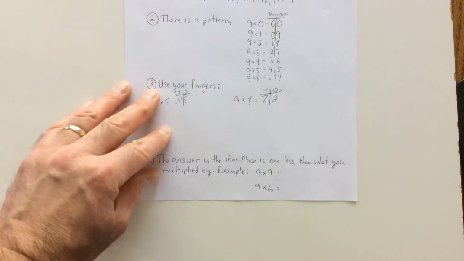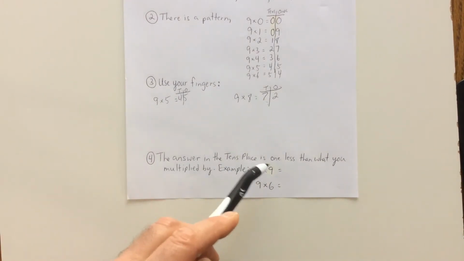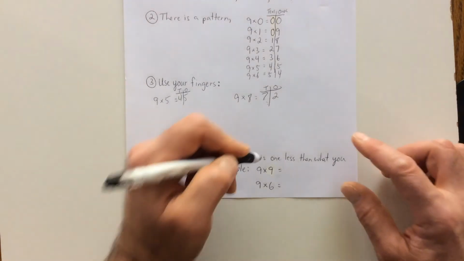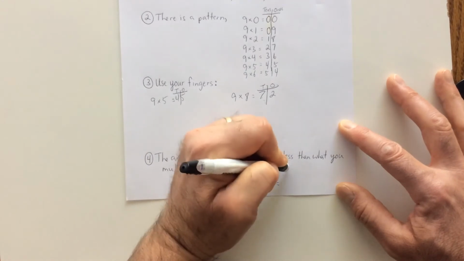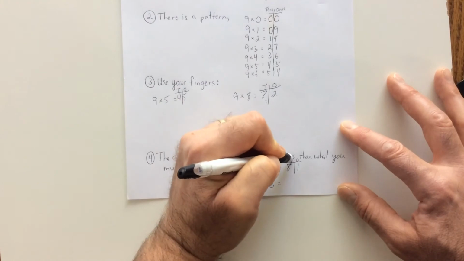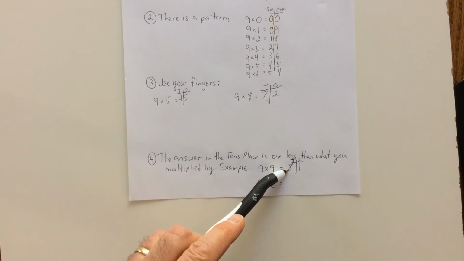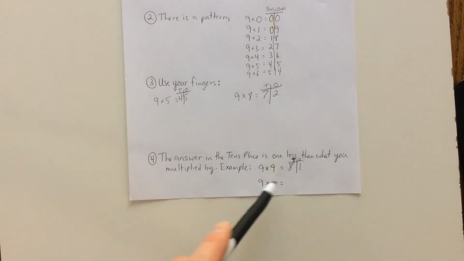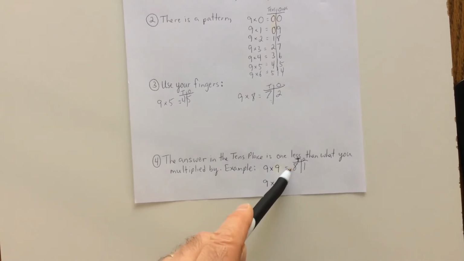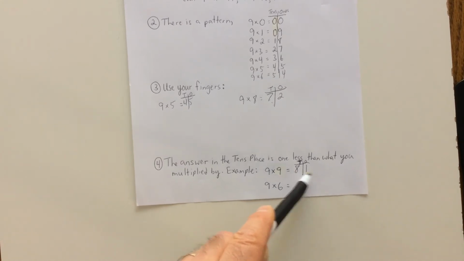Okay, the last strategy I have for you is that the answer in the tens place is 1 less than what you multiplied by. That sounds a bit strange, but if I do 9 times 9, I get my answer of 81. I'm just going to write ones and tens again. So the answer in the tens place is 1 less than what we multiplied by. In this case, we multiplied 9 by 9, so 1 less than 9 is 8. And then I know that the digits always add to 9. So 8 plus 1 is 9.